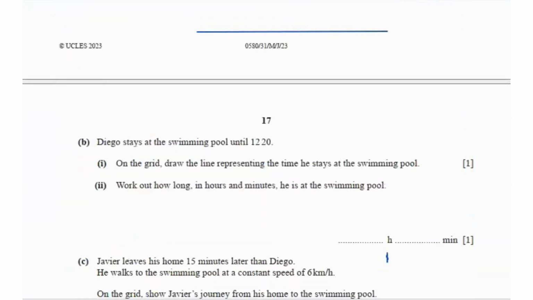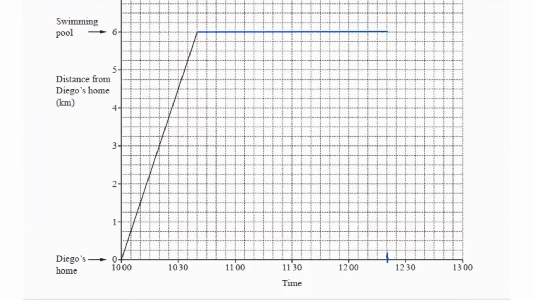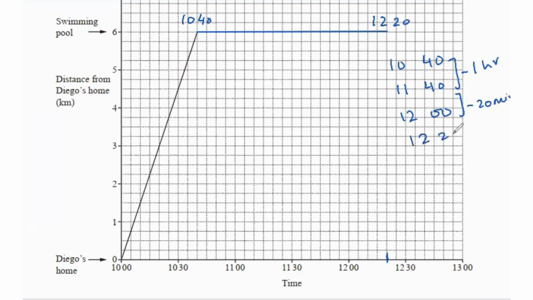Then it says, work out how long in hours and minutes he's at the swimming pool. So if he reached the swimming pool at 10:40 and he's there till 12:20. From 10:40 to 11:40, he spent 1 hour. From 11:40 to 12, he spent 20 minutes. And then from 12 to 12:20, he's spending another 20 minutes. So in total, he's spending 1 hour and 40 minutes at the swimming pool.